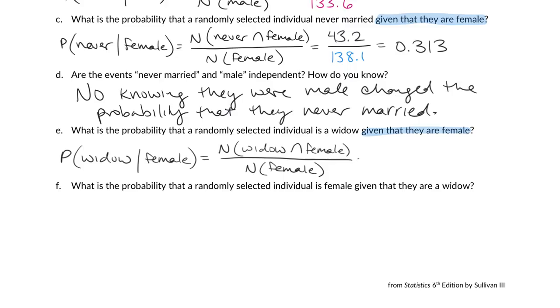So y'all look up at that table. What was the number of people that are widowed and female? 11.5. So 11.5 was the overlap. The same number is my total from question C. 11.5 over 138.1 is 0.083, or 8.3% of females are widows.